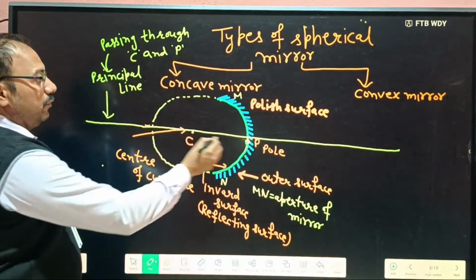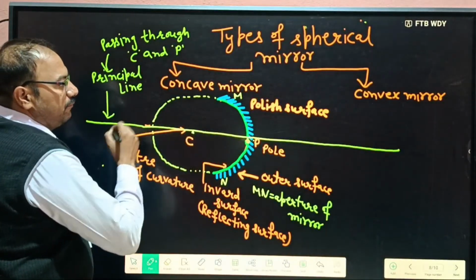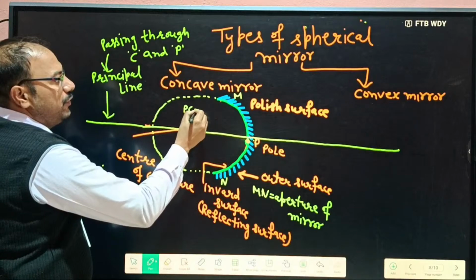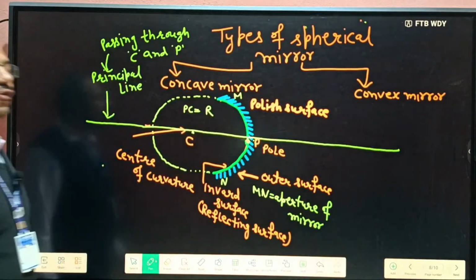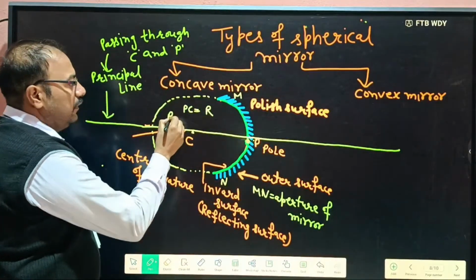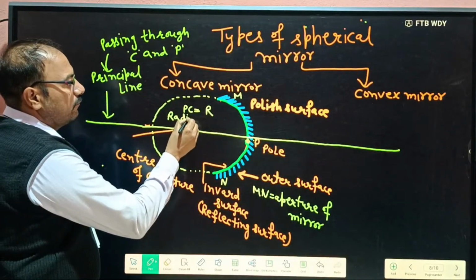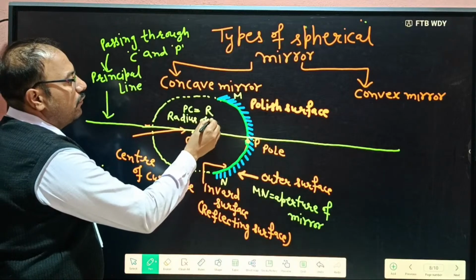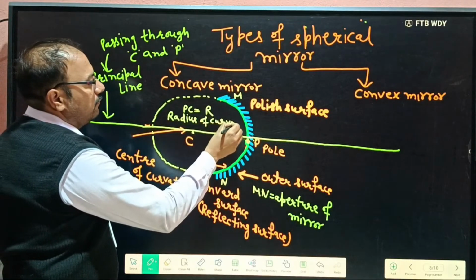Here, this distance from P to C, the distance PC, is equal to R. This is known as the radius of curvature.